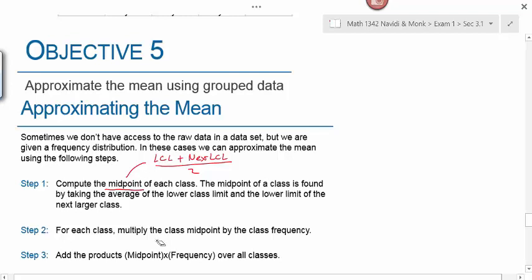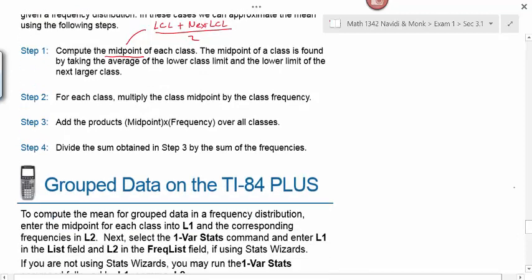For each class, we multiply the class midpoint by the class frequency and then add the products together for all the classes. That's going to give us a total which would be like our sum of x's. Then we divide the sum obtained in step 3 by the sum of all the frequencies, because remember, the sum of all the frequencies tells us the total number of pieces of data that we have.